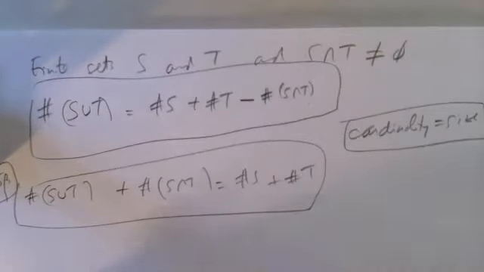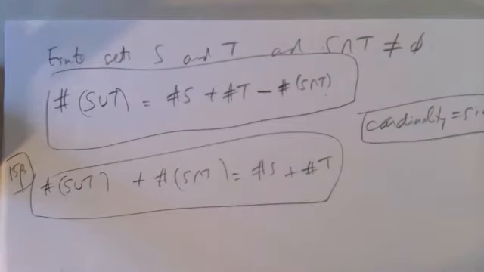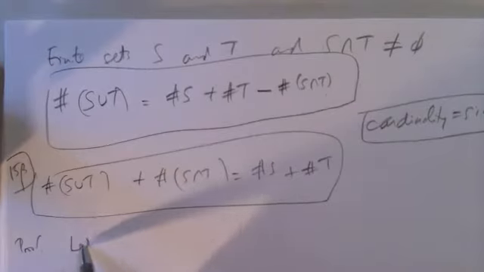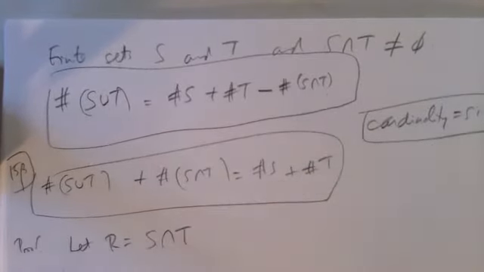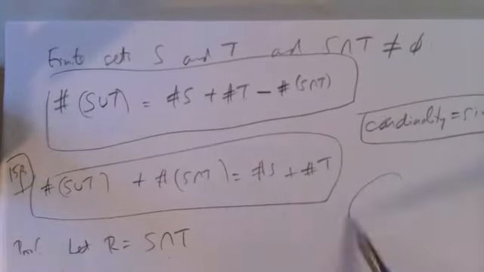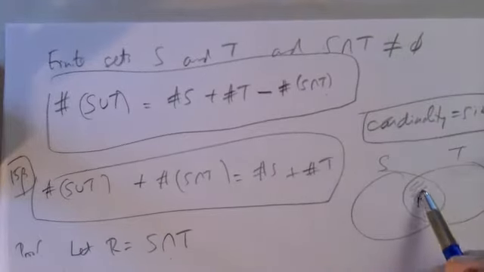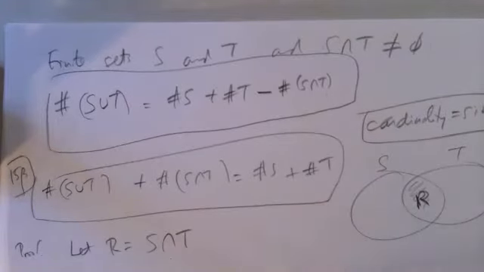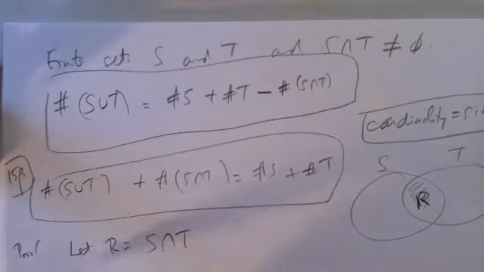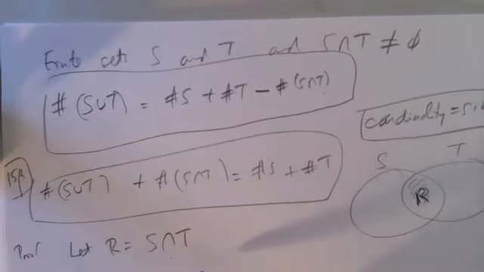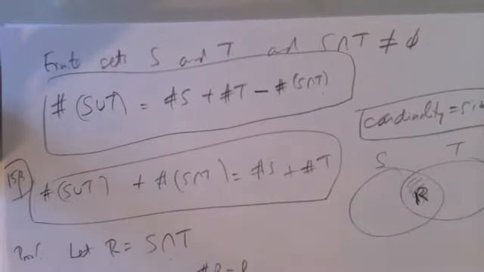This is actually an exercise 15 beta in the textbook. So how can we prove this? Proof. Suppose we let R be equal to S intersect T. So this is everything which belongs to both S and T. So if this is S and this is T, this in this Venn diagram, this is R. So let's suppose the cardinality of S is N, cardinality of T is M, and let's say that the cardinality of this intersection R is equal to L.